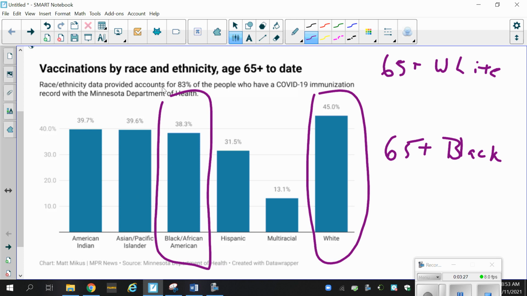Some other things to note. This says only about 83% of people who have received their vaccine have given their race. And that's actually much higher than the national proportion. For the United States, it's barely over 50% who have reported their race. So this data isn't as easily attainable as you would think. So Minnesota is doing a pretty good job to be able to find those discrepancies and hopefully help out with that.